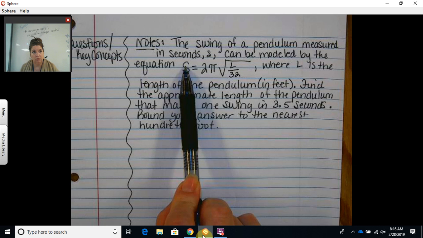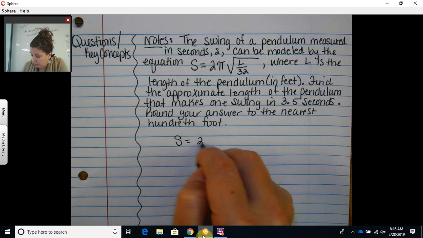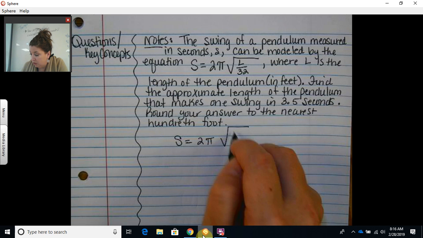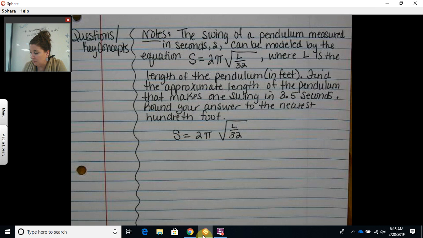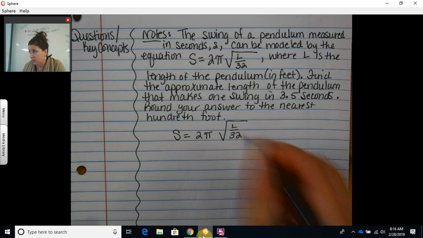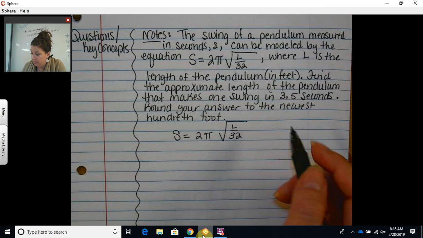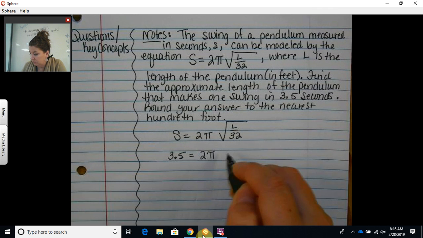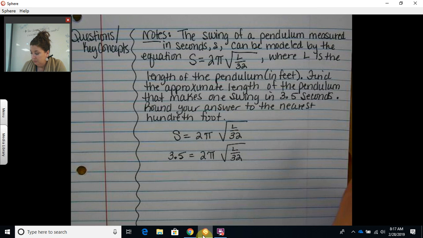Okay, so I'm going to rewrite my equation. If we wanted to isolate the L, could we do that? Do we know how to do that? What would we start doing if we were going to isolate the L? Get rid of the 2 pi. How would we do that? Divide by 2 pi, right? Because 2 pi is being multiplied, but we're not going to do that. Or we could do 2 separate problems. We're just going to substitute in 3.5 for S and solve for L.